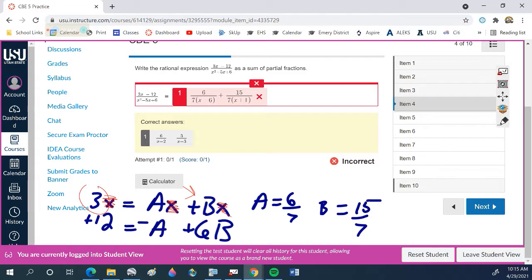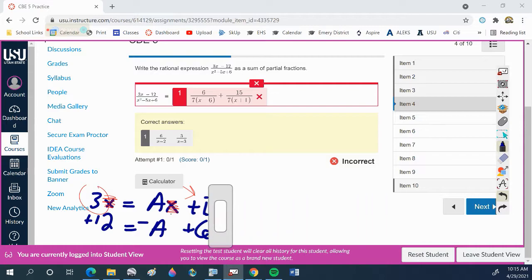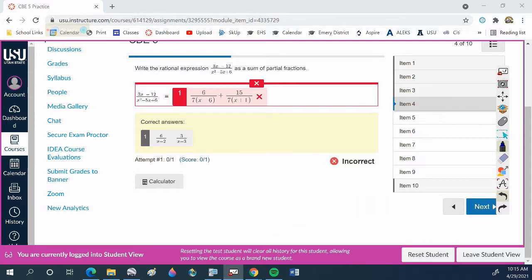Oh, I factored it wrong. Oh my gosh. Nobody caught my mistake. Sorry. I factored it into x minus 6 and x plus 1, but that doesn't work. It's 2 and 3. Okay, sorry.